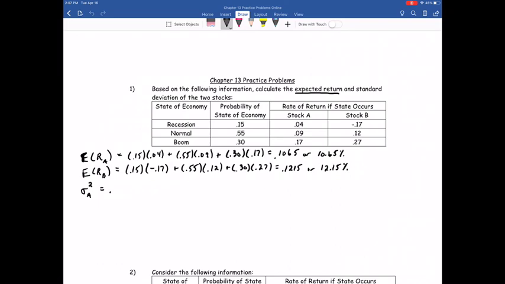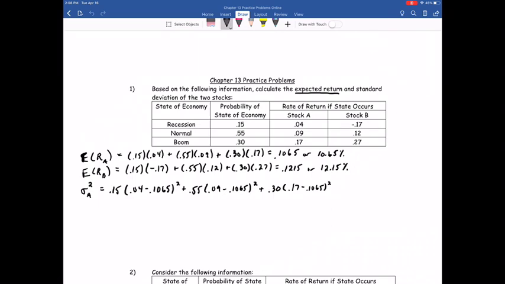So there is a 15% probability of a recession. In a recession, stock A would provide a 4% return minus the expected return of 0.1065, and we square that. Add to it the probability of a normal economy, the return in a normal economy of 9% minus the expected return that we calculated in the first part of 10.65%. We square it, and then we add to it the probability of a boom economy and the 17% return minus the expected return for the asset as a whole, and we square that as well.